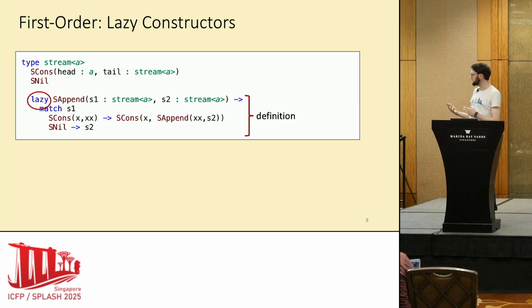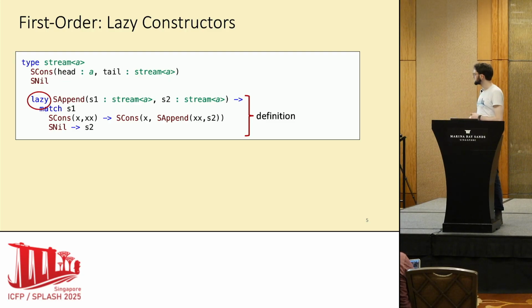You can see that this definition follows the normal append function you would write. I look at whether the first stream is a cons or a null, and if it's empty, I'll return S2, and if there's some more, I'll return the first element of S1, and then keep appending.